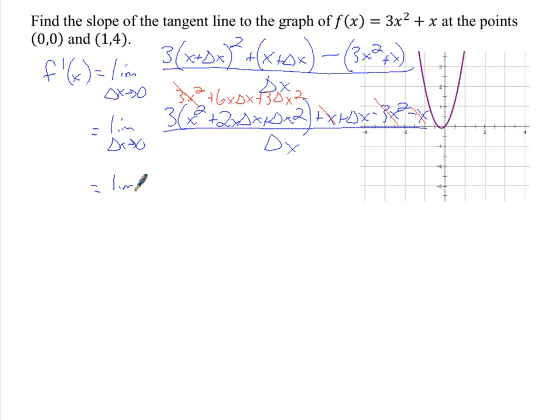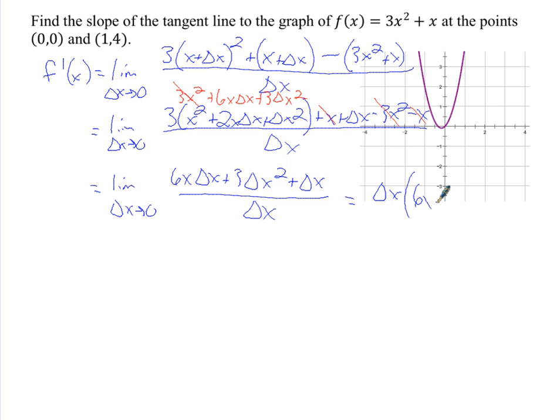So equals limit as delta x approaches 0 of what? All over delta x. Now what? Factor that delta x out. So this becomes plus 1. Don't forget about that 1 in front of that delta x.